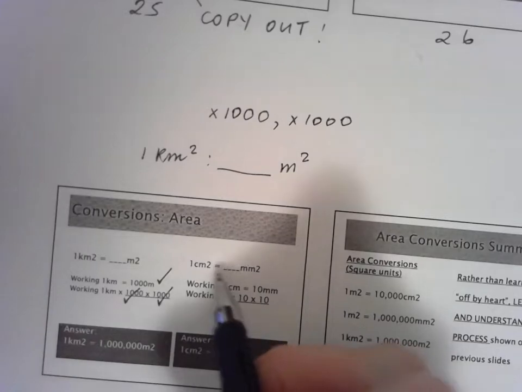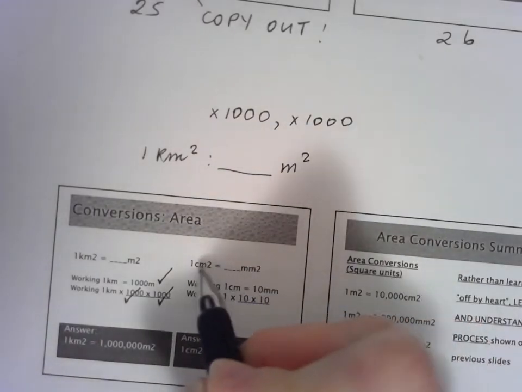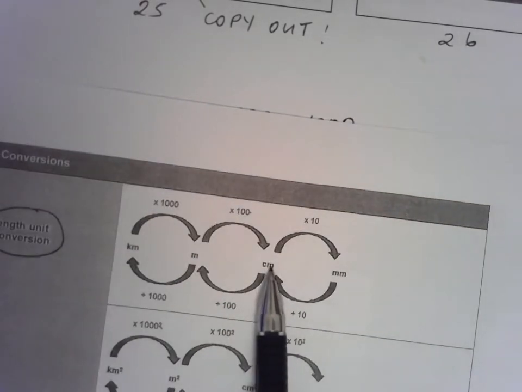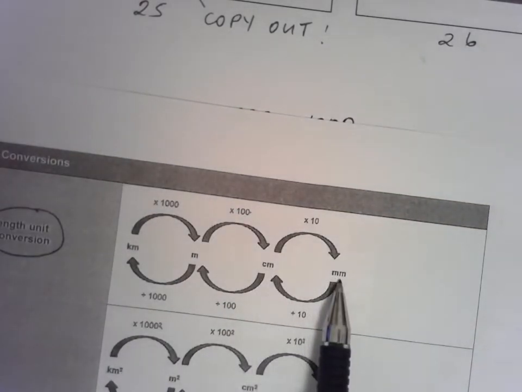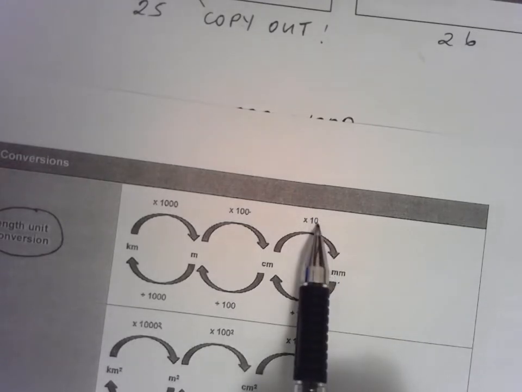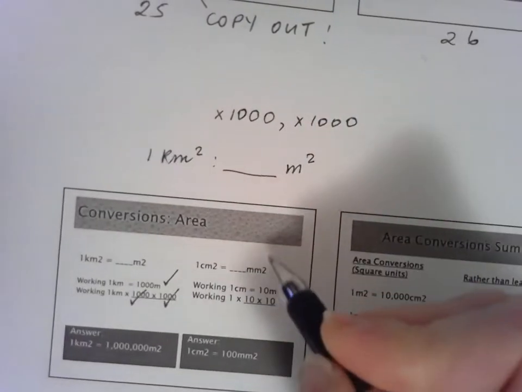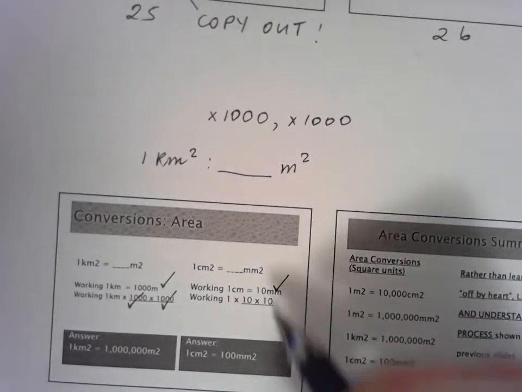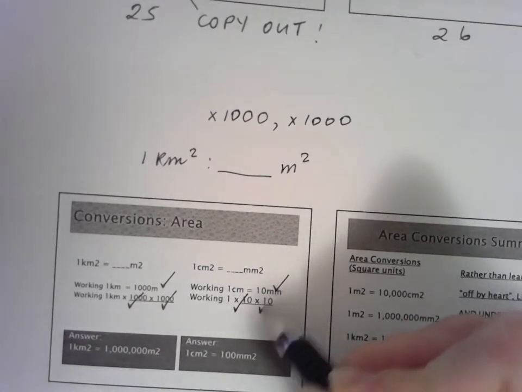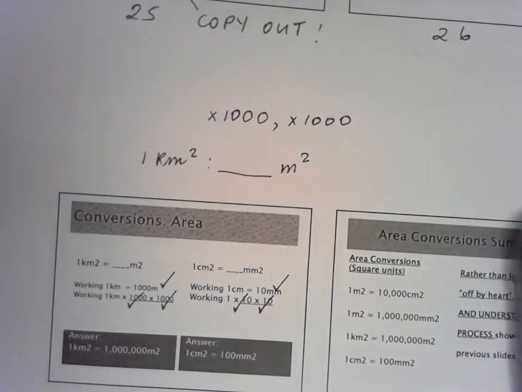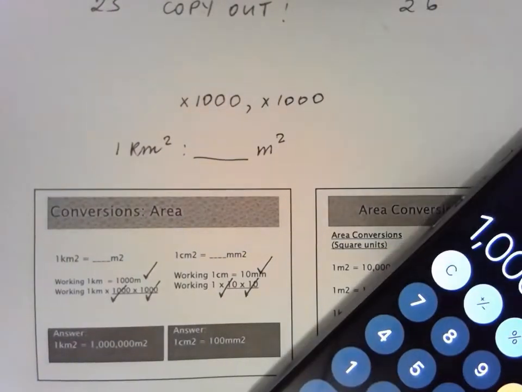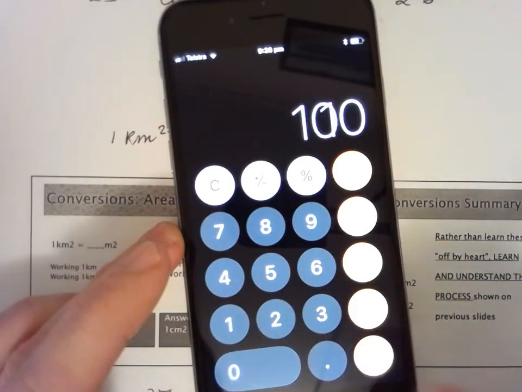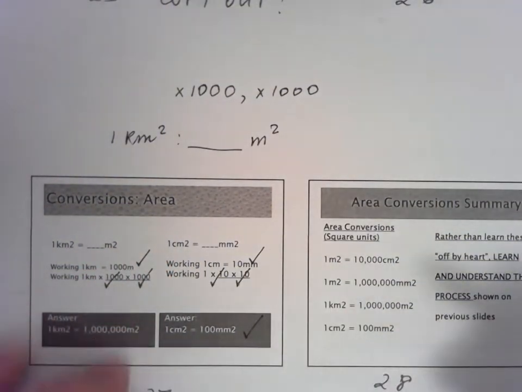Alright, so this one is centimeters to millimeters. On your rule sheet, if you look at centimeters to millimeters, the magic number's 10, and I have to times it by 10, not once but twice. So 1 times 10 equals 10, times 10 again gives me 100 millimeters squared.